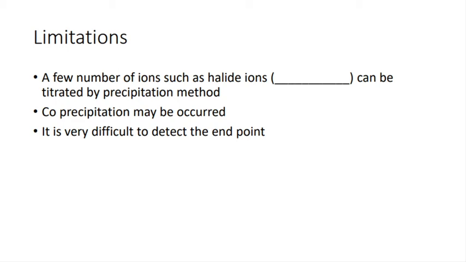Next po is, it is very difficult, okay, to detect the endpoint. Bakit natin sinasabing co-precipitation may be occurred? So, minsan kasi guys, other compound or other component, okay, they can produce, okay, other precipitate. That's why nagkakaroon ng hindrance or nagkakaroon tayo ng problem when it comes to identifying the real equivalence point of the experiment. Okay, so ganun po yung pwedeng mangyari.